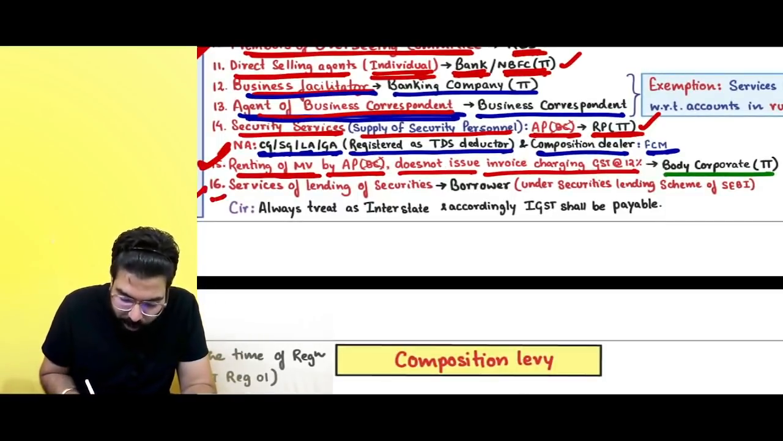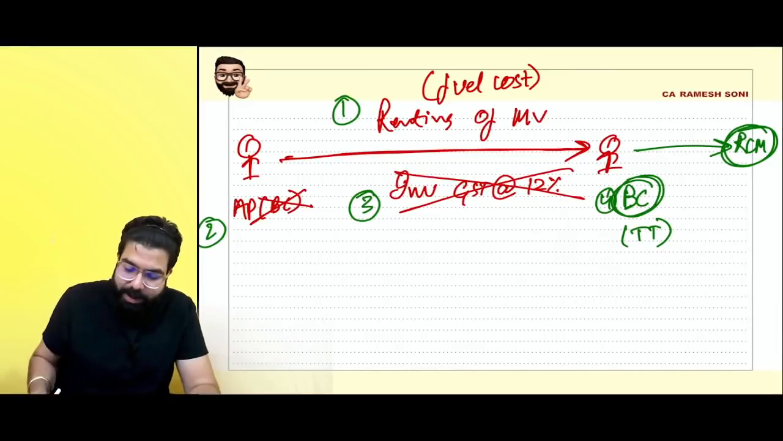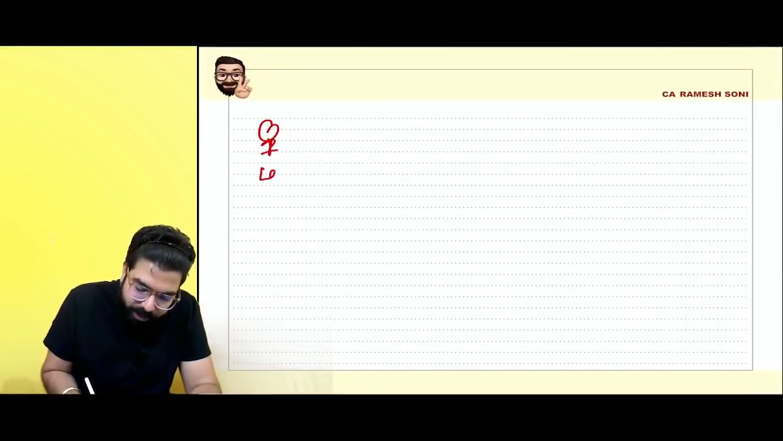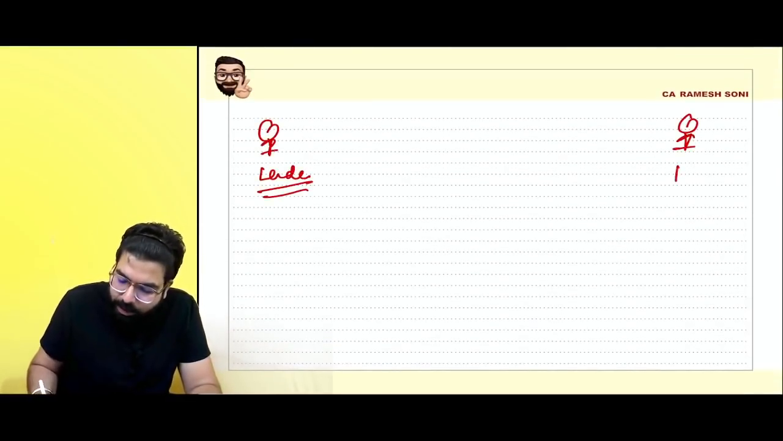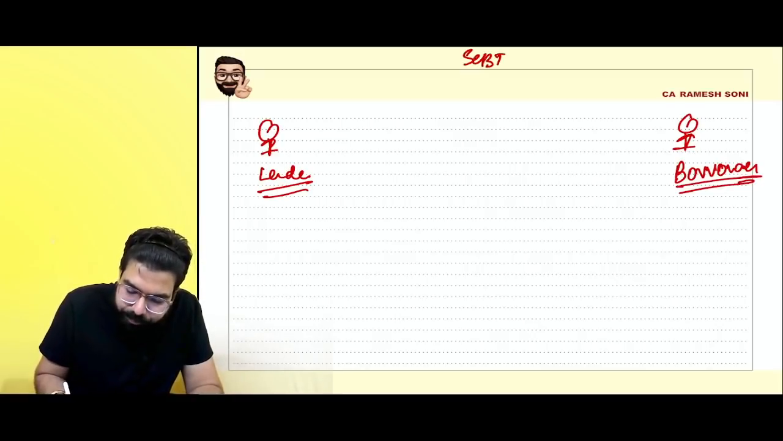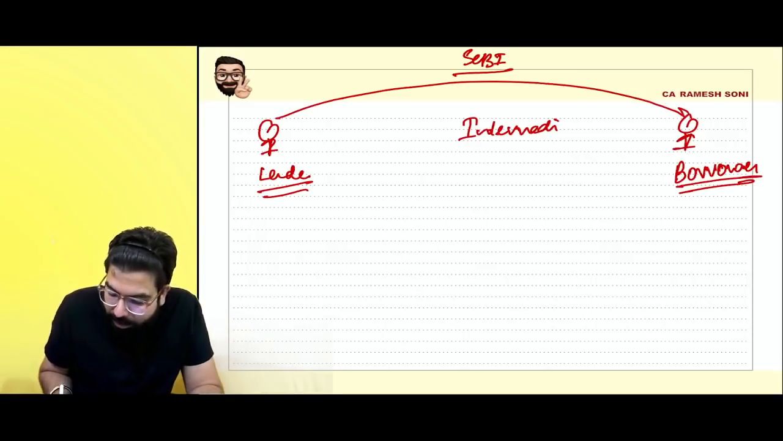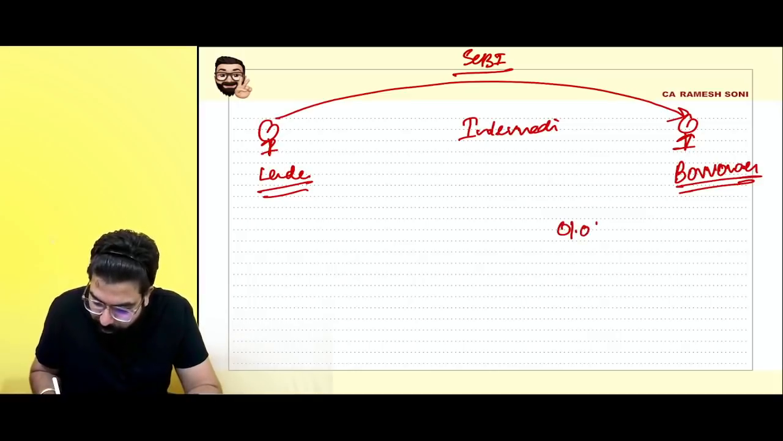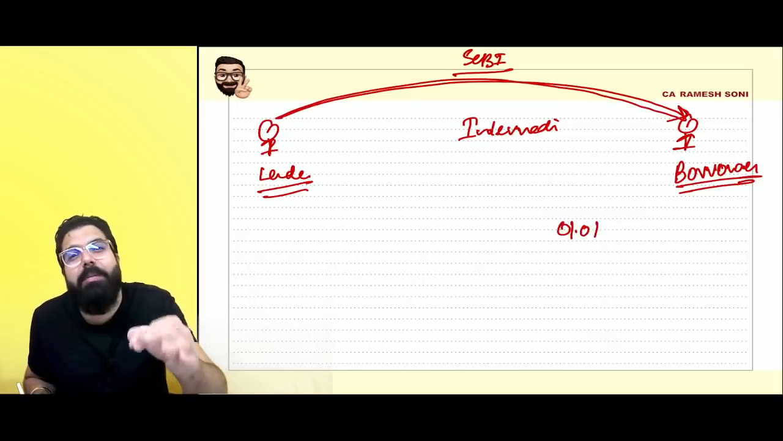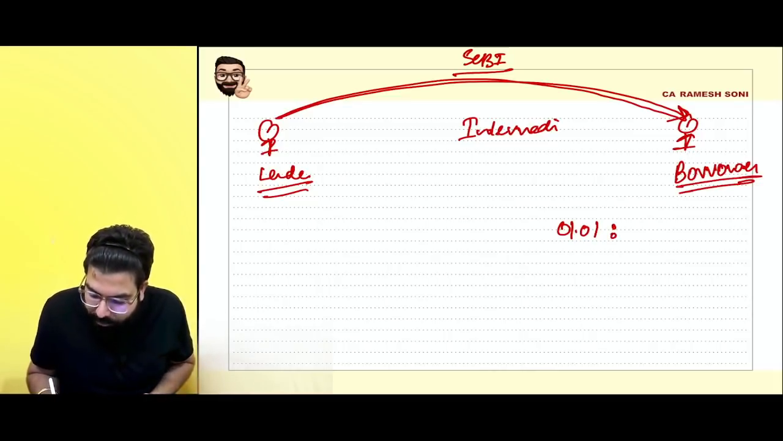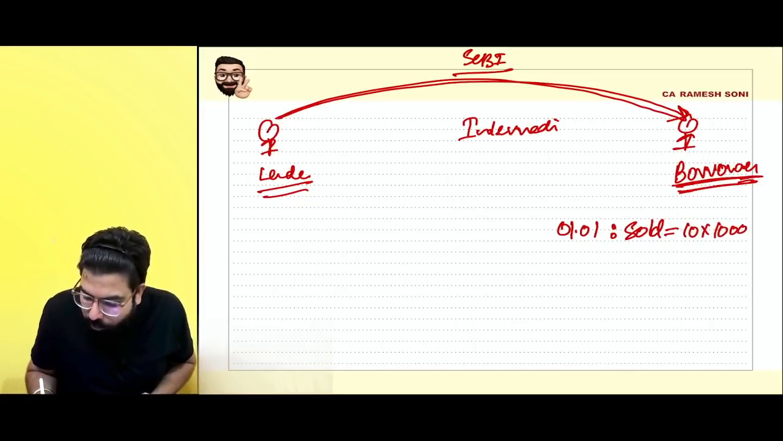The next one is securities lending scheme. Whenever there is a securities lending scheme, what happens? There will be one person who is a lender, and one person who is a borrower who wants to borrow the security. There will be SEBI, and in between there will be an intermediary. Okay sir, point is clear. Now the lender will lend the securities. Suppose on 1st of January, the lender has lent 10 shares of Infosys, and the borrower went ahead and sold them in the market. How much did he sell for? He sold 10 shares at today's market price of 1000, that is, he made 10,000 rupees.